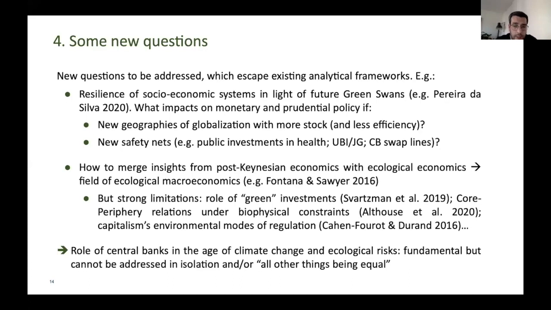The second one, I think it's already a very promising area, is the fact that some of this discussion has already reached a very interesting debate between post-Keynesian economists and ecological economists, with the creation of the field of ecological macroeconomics, which I think is a very promising one, despite strong limitations that have been raised, especially the idea that green investment would solve everything. There is also the idea of how core-periphery relations should be revisited under the concept of biophysical constraint, or perhaps more related to the French school of regulation, a little bit less to post-Keynesian, how we should be thinking about a capitalist mode of regulation with environmental constraints. So these are new questions that the field of ecological macro has not yet addressed, but I think they will be very important ones.